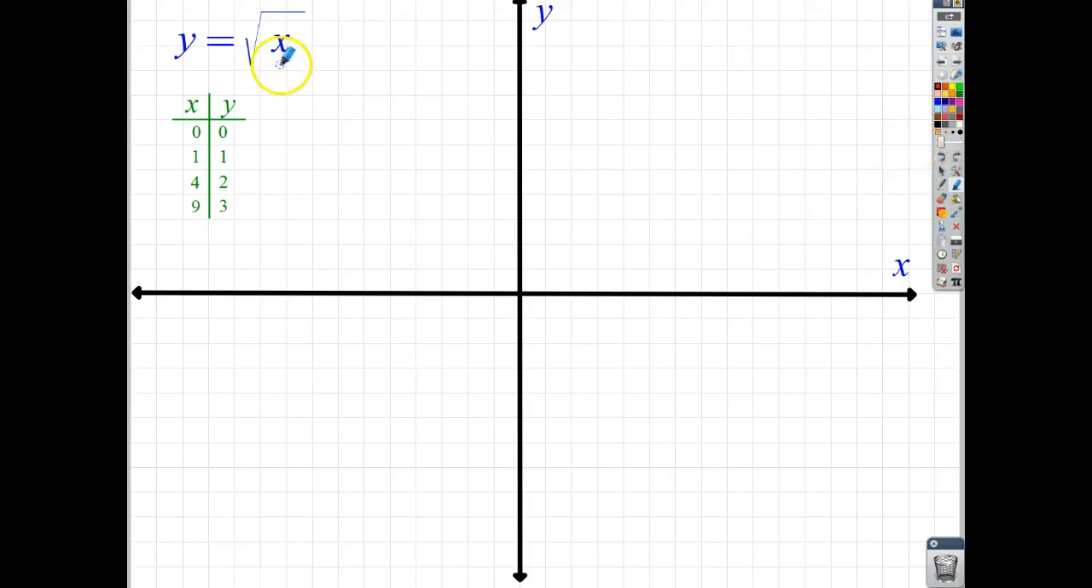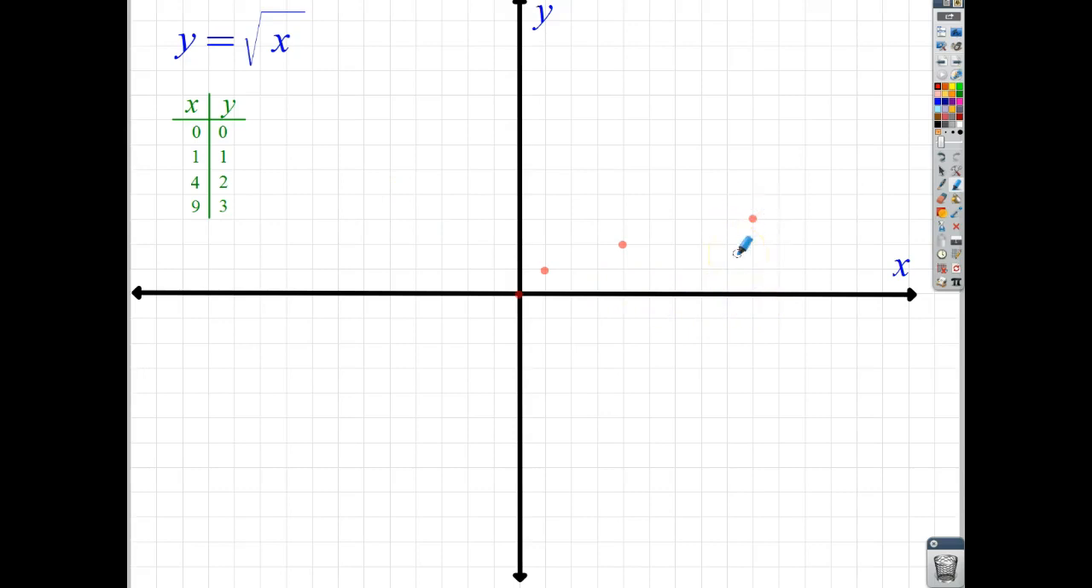If I plug in 0, I will get 0. If I plug in x is 1, the square root of 1 is 1. The square root of 4, I'm picking perfect squares, is going to be 2. So 1, 2, 3, 4, up 2. All right, and then we're going to look again. The square root of 9 is going to be 3, so 4, 5, 6, 7, 8, 9, up 3.